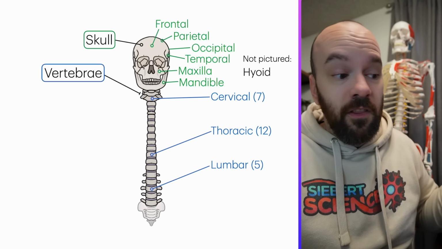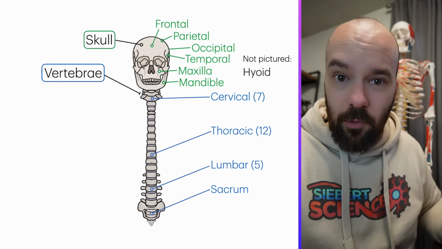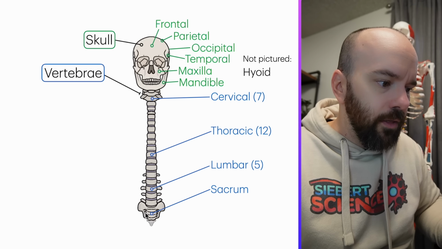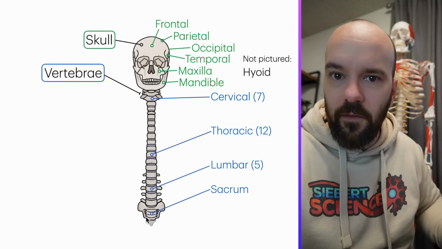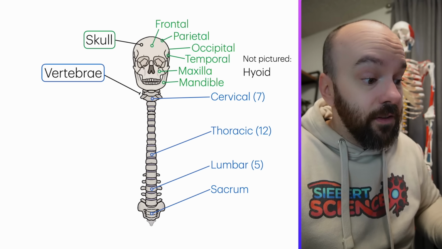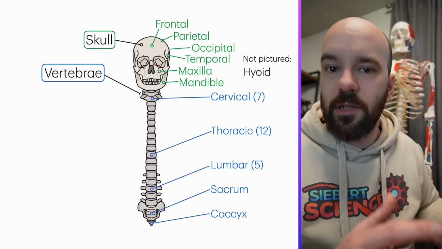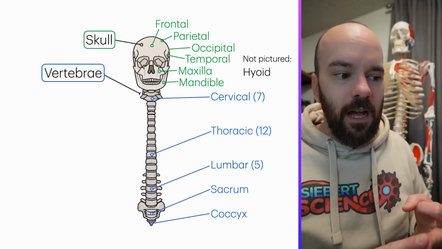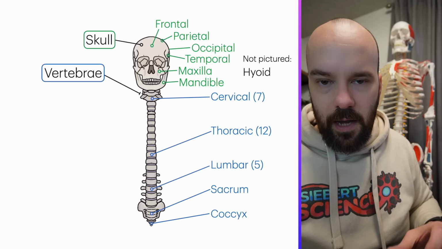Now, just inferior to the lumbar vertebrae is the sacrum, which is really a bunch of fused vertebrae, and you can see there are these little holes throughout there where some nerves branch out of that sacrum. And then just inferior to the sacrum, we have the coccyx, which is your tailbone. So we've got 7 cervical vertebrae, 12 thoracic, 5 lumbar, and then the sacrum and the coccyx below that.